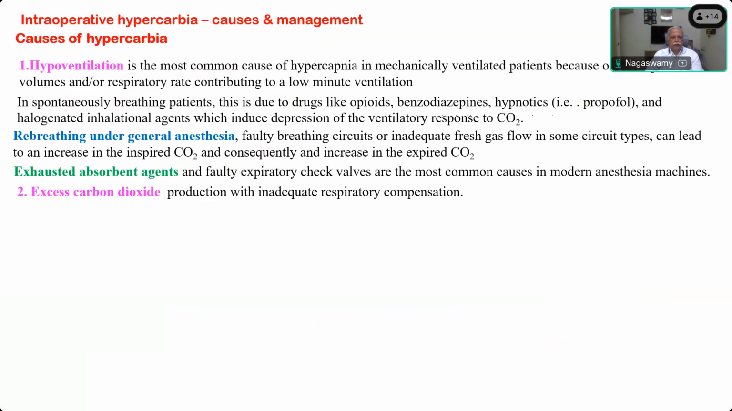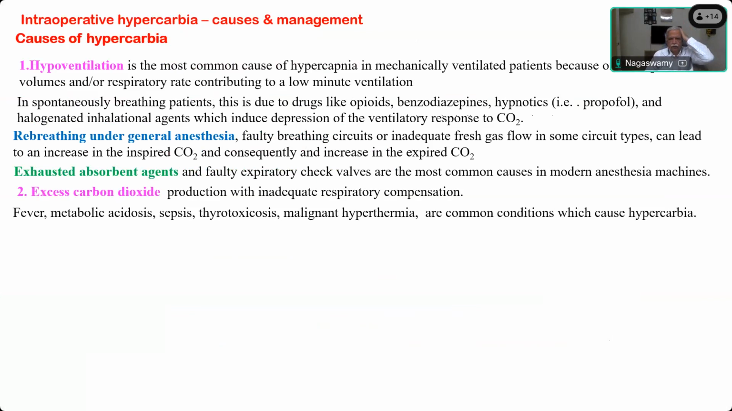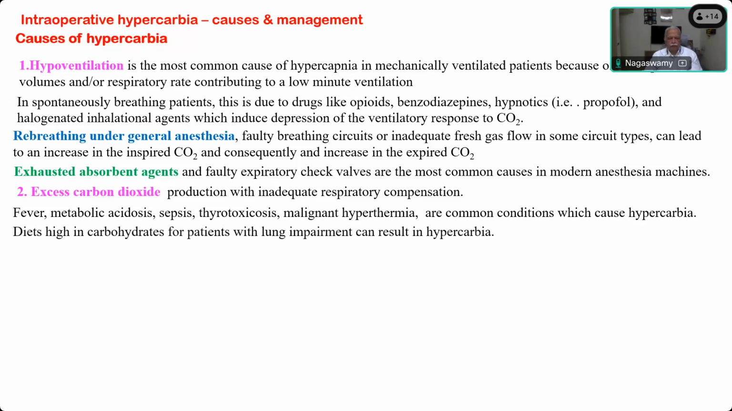The second thing is excess carbon dioxide production with inadequate respiratory compensation. Normally, in a healthy lung, even if the body or some pathological conditions cause excessive carbon dioxide production, we will hyperventilate and remove it. But in some conditions like severe acidosis, sepsis, cirrhosis, MH, where carbon dioxide is produced very acutely and in a very rapid fashion, the compensation cannot be done by the respiratory system, and that is where you get a hypercarbic state. And diets which have high carbohydrates, given for lung impairment, can also result in hypercarbia.